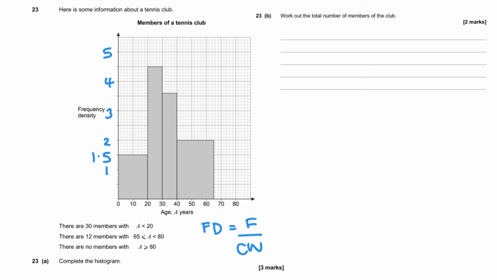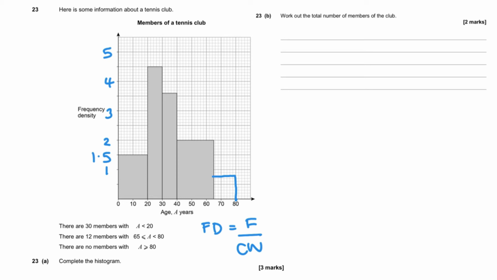So next we need to draw the last bar on the histogram. So our age range is from 65 to 80, so that's a class width of 15, and the frequency is 12. So 12 divided by 15 is 0.8. So for that age range, we've got 0.8 down to 80. So now our histogram's complete, we can go on to part B.